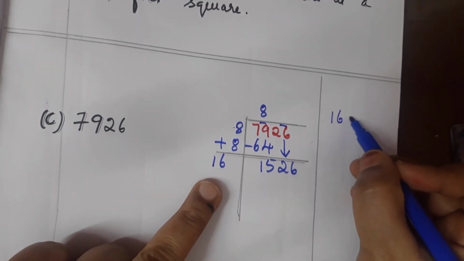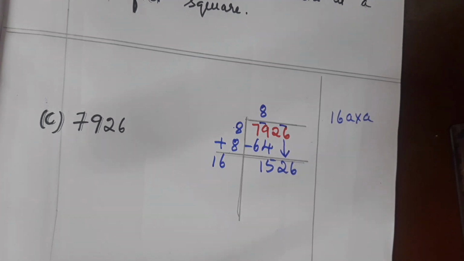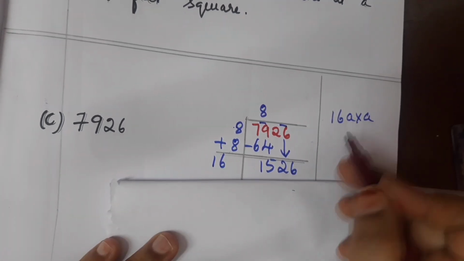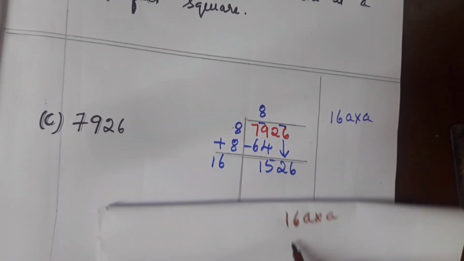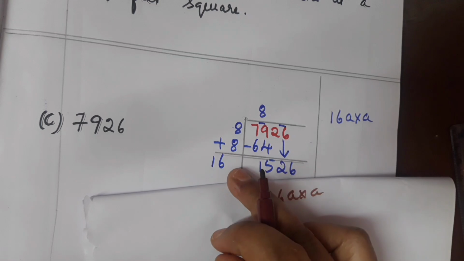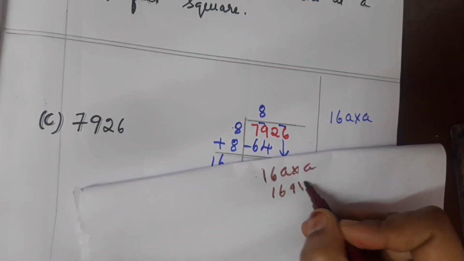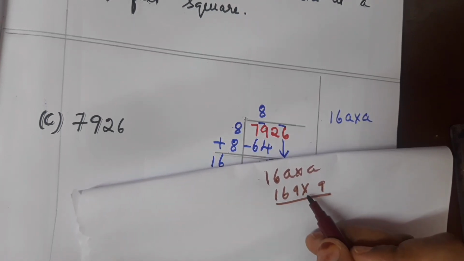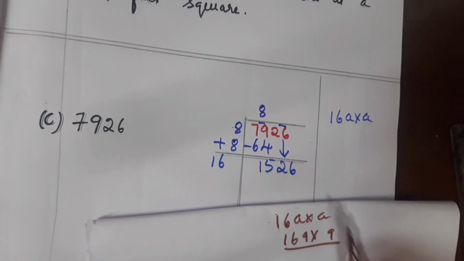Now with 16 any number, multiplied with the same number, which is nearer to 1526. So we have 16 A into A, right? Which number can we take? 16 10 means we will get 1610. Then 16 10 means 1609 we'll try. 16 with 10 gives 1600, but here it is 1500 and change.